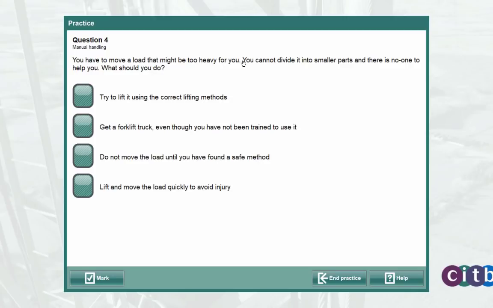You have to move a load that might be too heavy for you. You cannot divide it into smaller parts, and there is no one to help you. What should you do? Try to lift it using the correct lifting methods. Get a forklift truck, even though you have not been trained to use it. Do not move the load until you have found a safe method. Lift and move the load quickly to avoid injury.